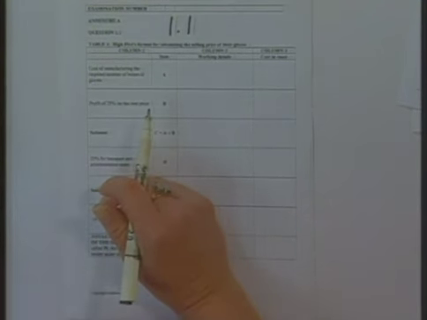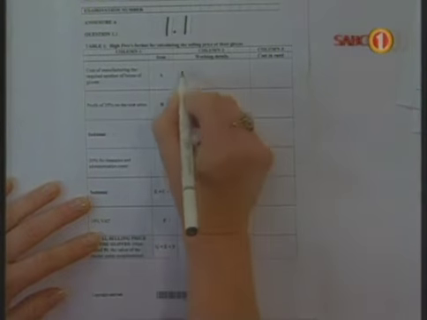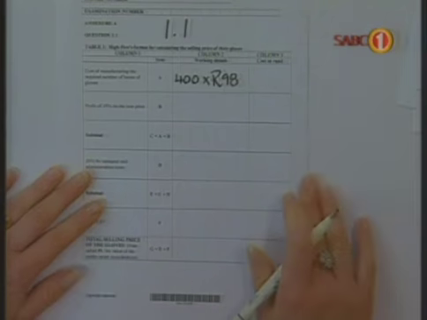Okay, the cost of manufacturing the required number of boxes of gloves. So we need to go back and have a look and see how many gloves they require. And they told us that the clinic required 100 boxes of each of the following sizes. We've got 1, 2, 3, 4 different sizes. In other words, 4 sizes, 100 boxes of each is going to give us 400. And the cost of manufacturing one box is 98 Rand. So we're going to multiply that by 98 Rand.